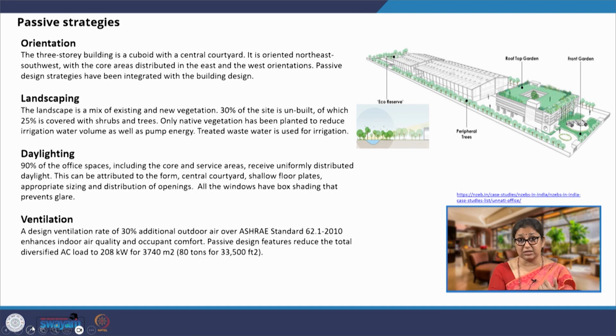One, orientation. So, the building has been oriented rightly so as to reduce the excessive heat gains in this climate. Two, landscaping. So, there is a mix of existing and new vegetation. 30% of the site has been retained as green, unbuilt, and they have covered 25% of the total site with shrubs and trees, all being native.